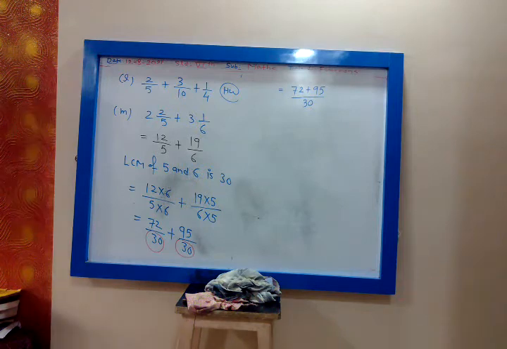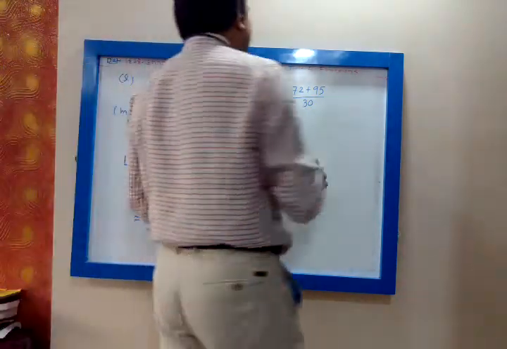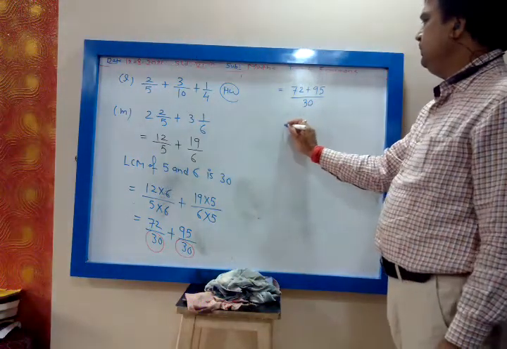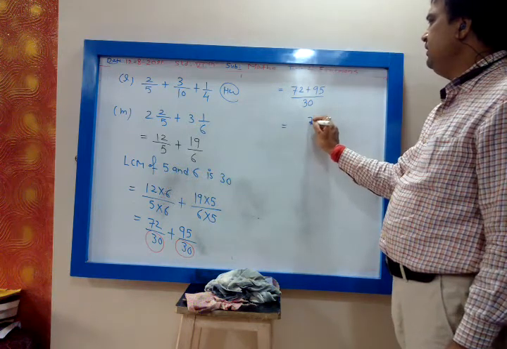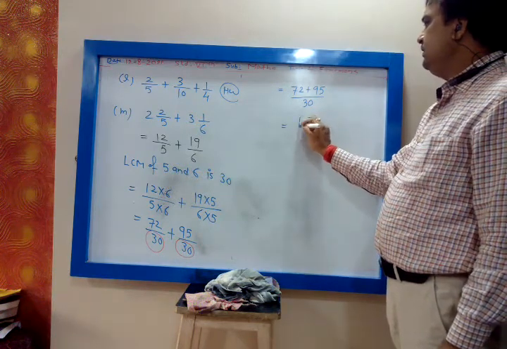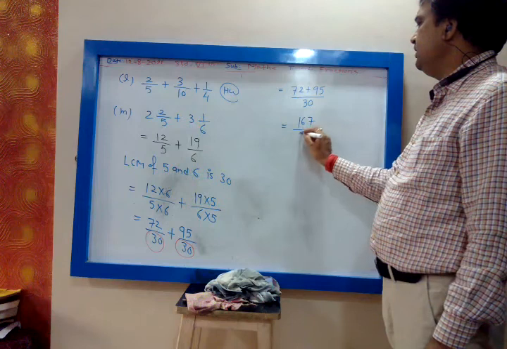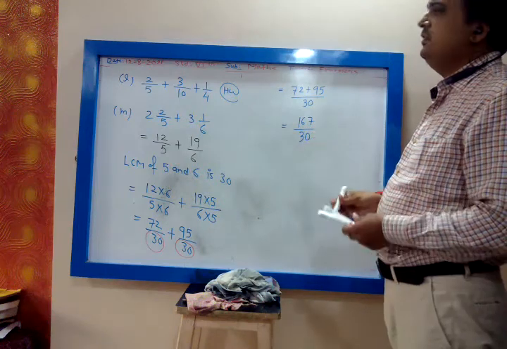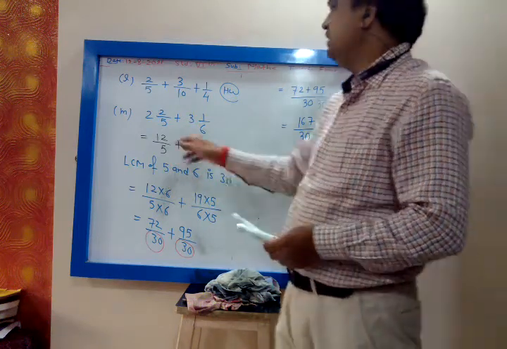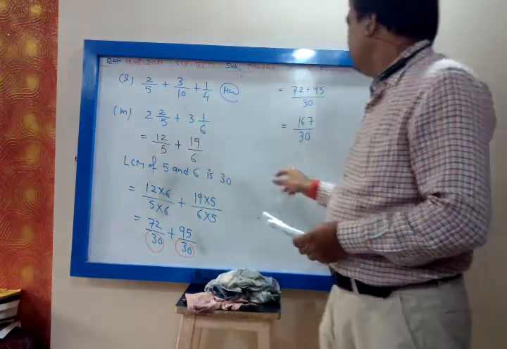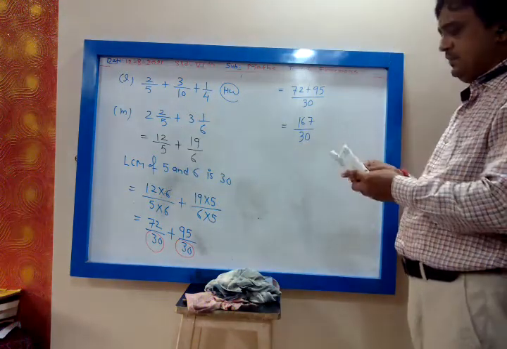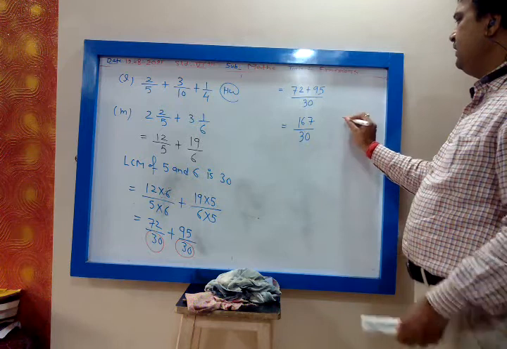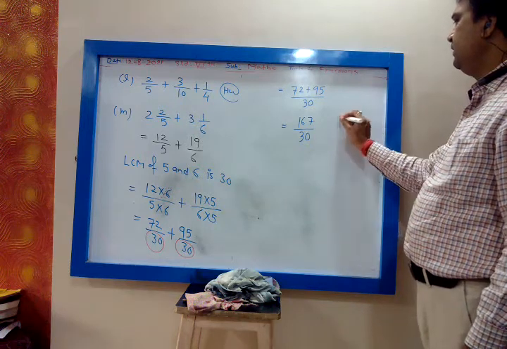Okay. Now 72 plus 95. Add them. 5 plus 2, 7. 9 plus 7, 16. 167 upon 30. But see here, the question is given in mixed fractions, so your answer should be in a mixed fraction. So divide 167 by 30.